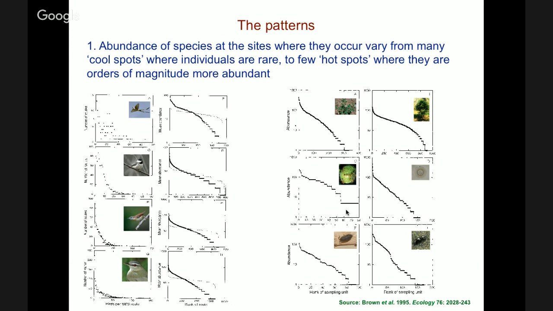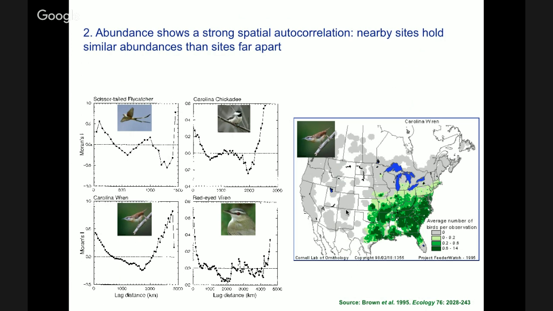So the distribution of abundance is not homogeneous across the whole range. This is one of the patterns. The second one is that there is a strong spatial autocorrelation in abundance. In other words, nearby sites have more similar abundances than sites that are farther away.